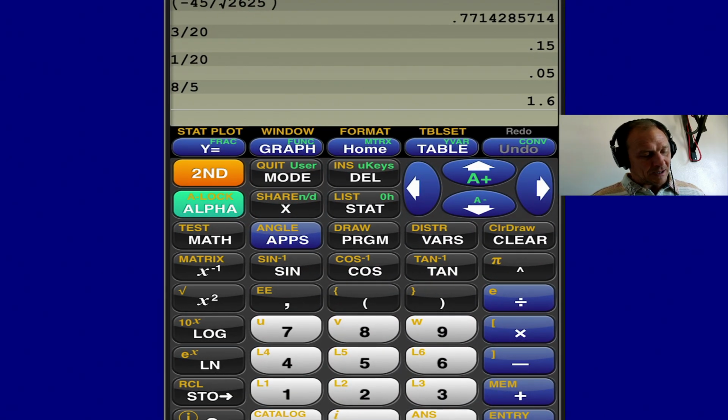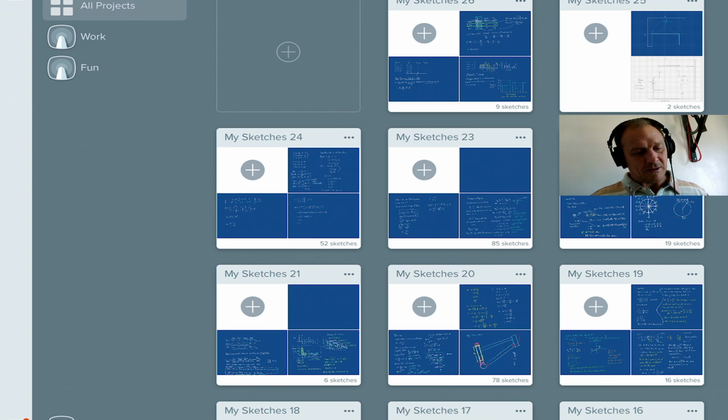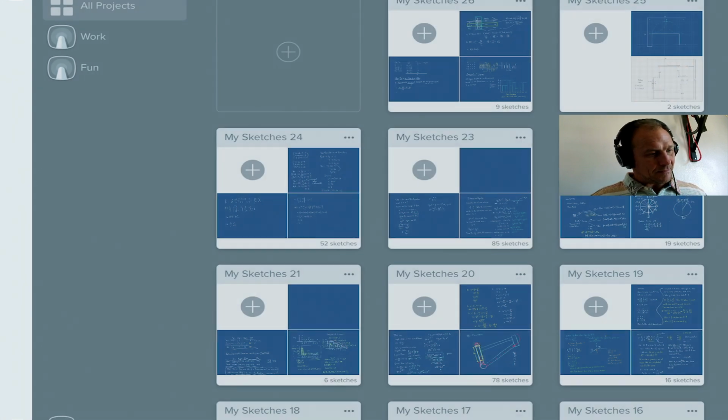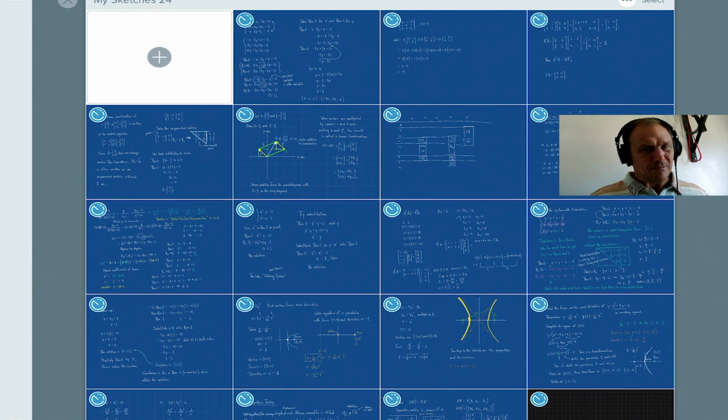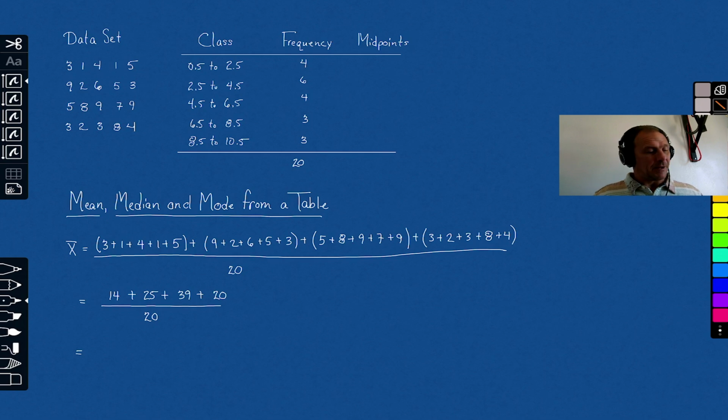Let's grab a calculator to double check that. 97 divided by 20. 4.85. Oops. Where did it go? I just totally lost my screen. Okay, found my screen. So here we go.